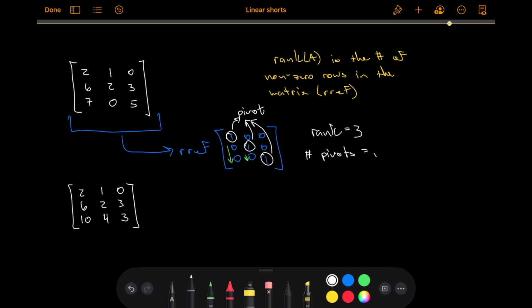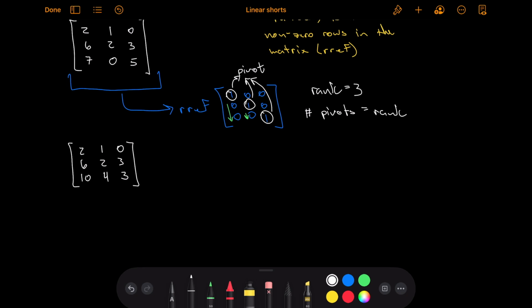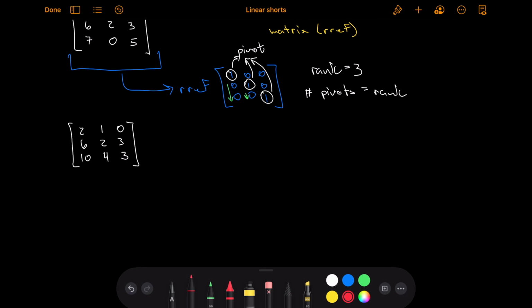And so another thing that we can point out is that the number of pivots is equal to the rank of the matrix. So they pretty much go hand in hand. So if you find the number of pivots, you find the rank of the matrix. And so that's pretty much it. So let's go ahead and do this second example.